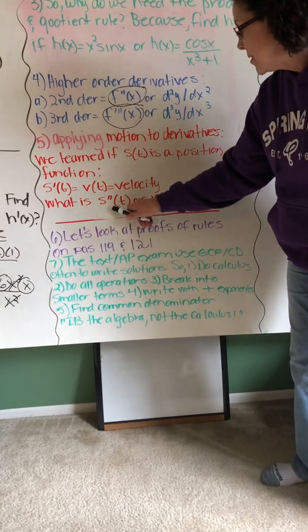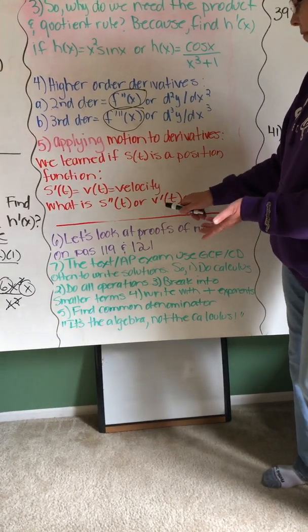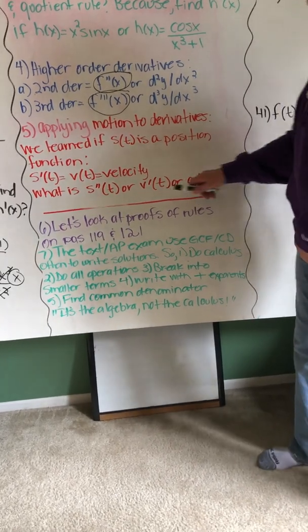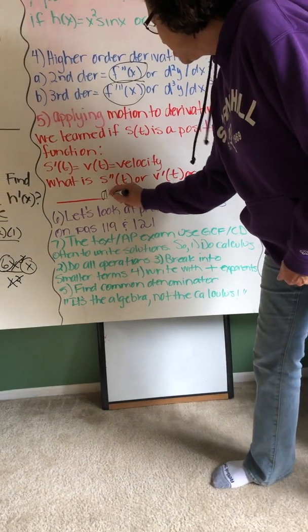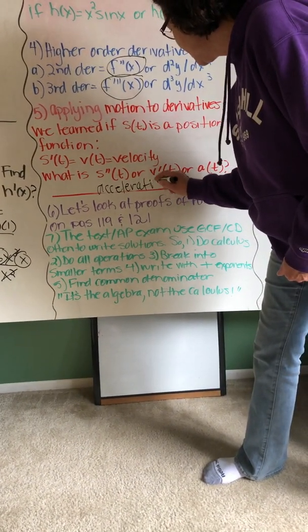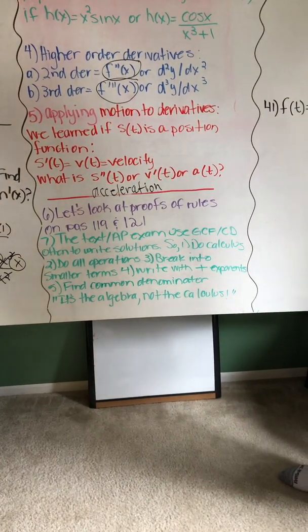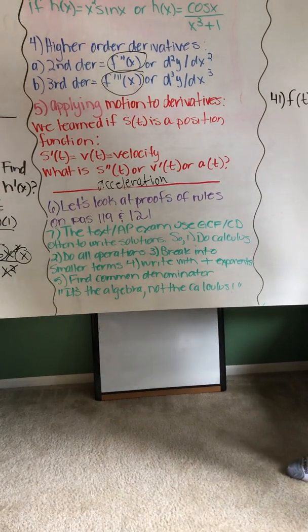What if you have the second derivative of the position, which is the first derivative of velocity? The rate of change of velocity is called a of t. It's called acceleration. You probably remember this from physics. Again, number 6, looking at the proofs of rules on pages 119 and 121. We'll do that together in class.